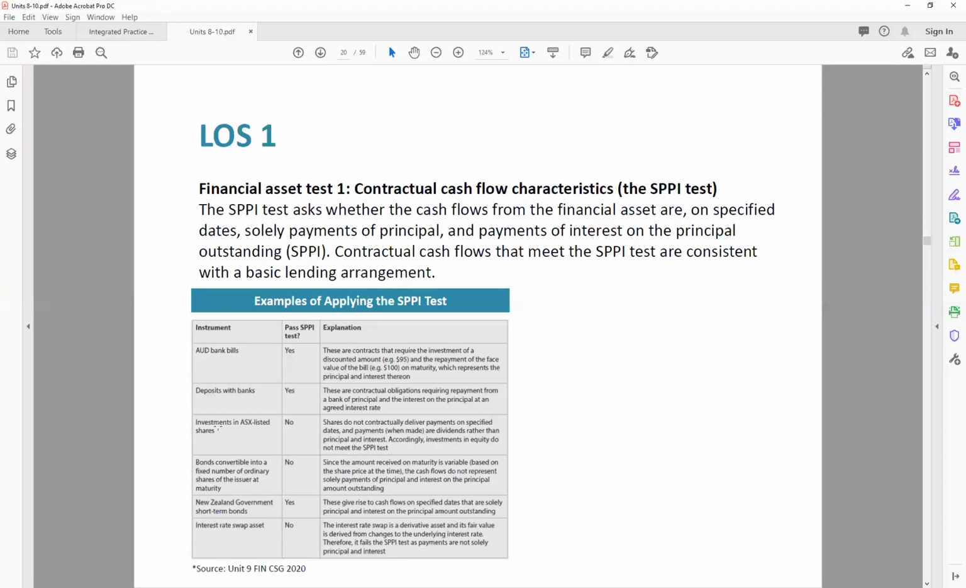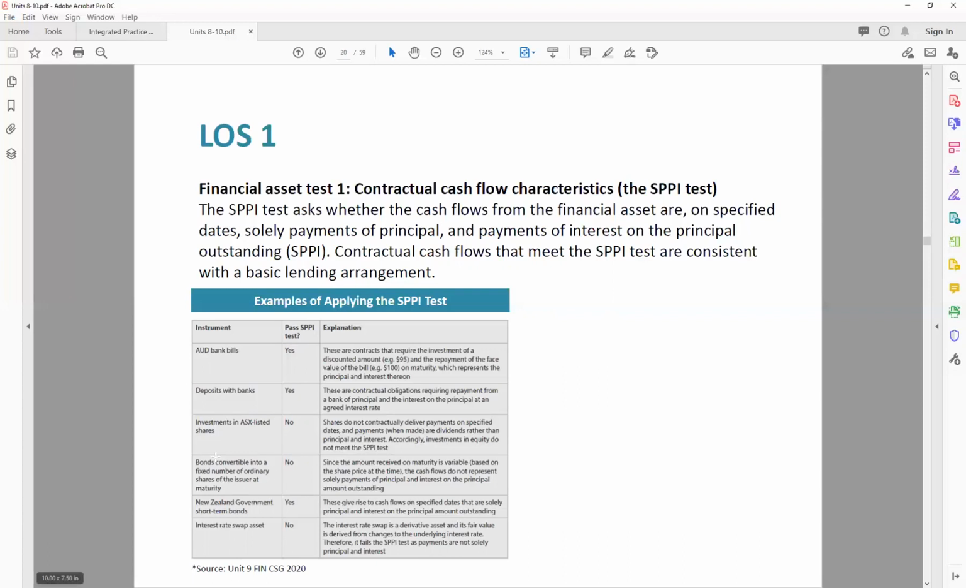If we buy a share on the ASX, what do we get from shares? Well, we could get dividends, but dividends are not contractual. Will we get our money back when we buy shares? The answer is probably no. So that does not meet the SPPI test.